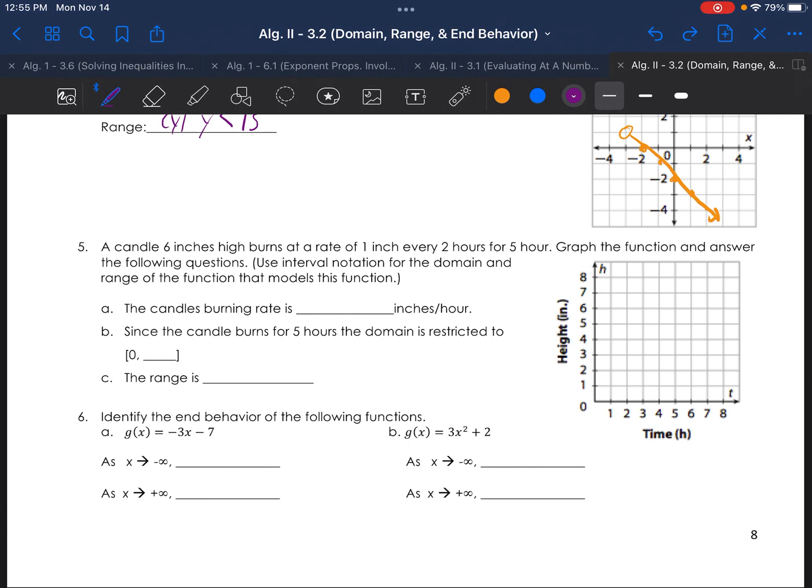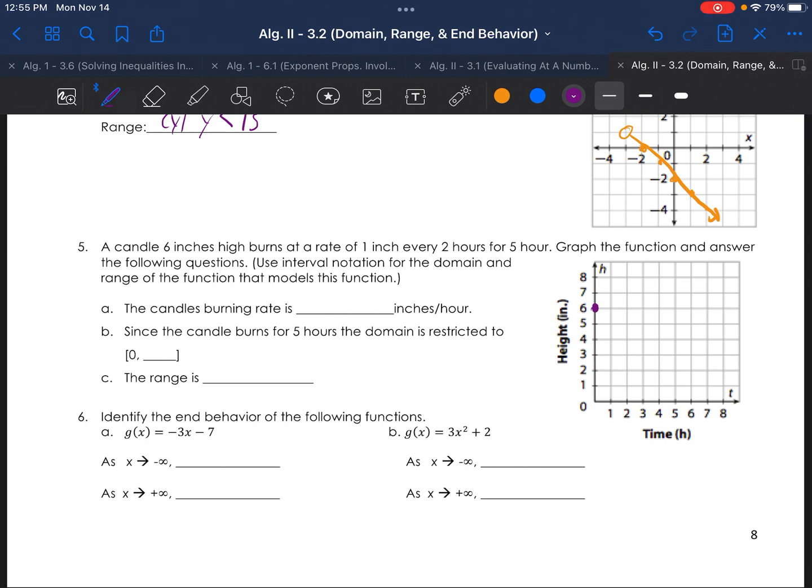A candle 6 inches high burns at a rate of 1 inch every 2 hours for 5 hours. Graph the function and answer the following questions using interval notation for domain and range that models this. So it might be a good idea to go ahead and graph it.